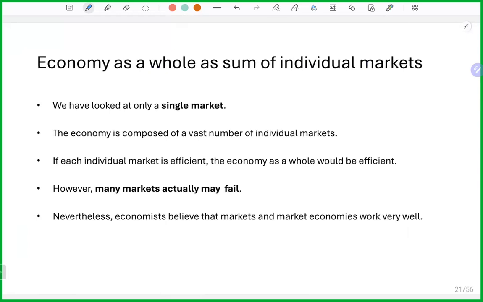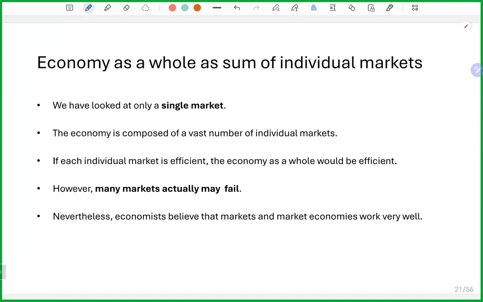However, we have looked at only a single market. The market for used textbooks, the market for apples, the market for coffee, the market for noodles. The economy is composed of a vast number of individual markets. If each individual market is efficient, the economy as a whole would also be efficient. However, individual markets may fail to achieve efficiency.